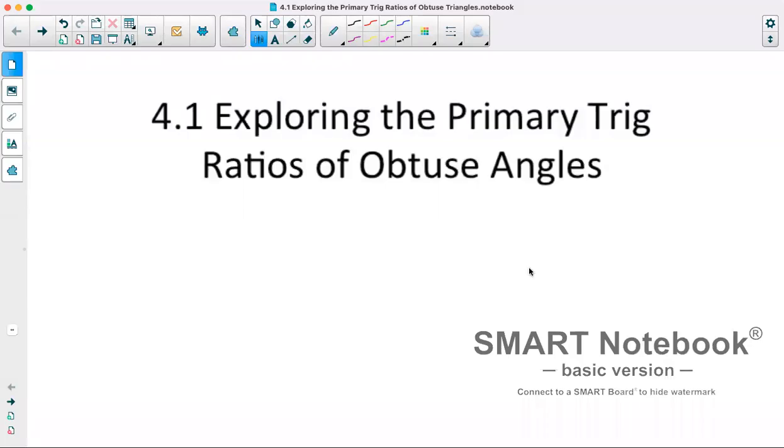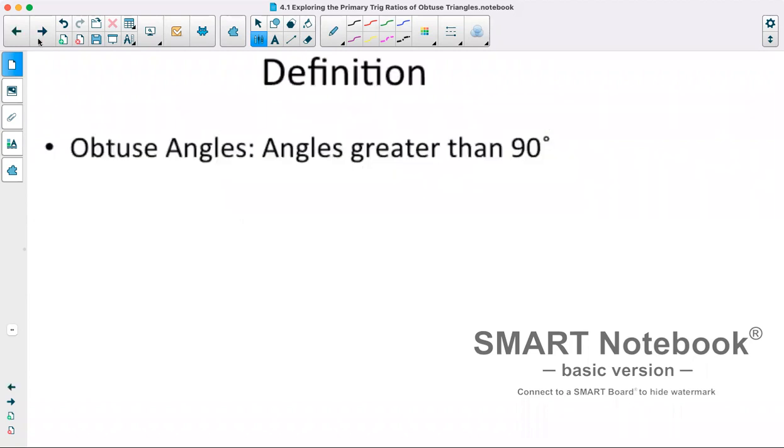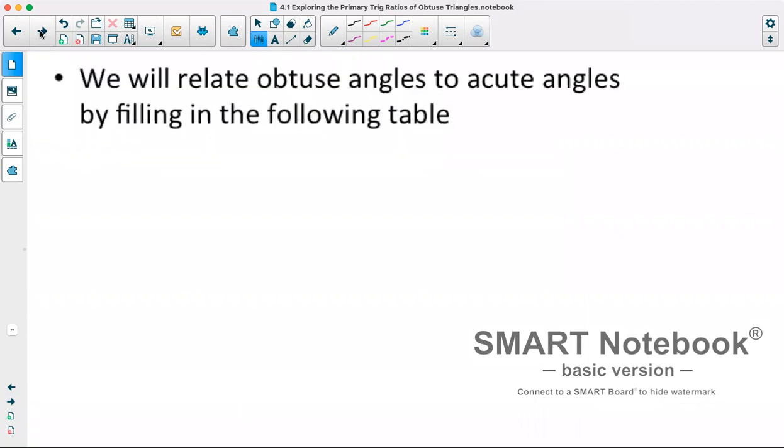Hi, today we are looking at section 4.1, which is exploring the primary trig ratios of obtuse angles. A reminder that an obtuse angle is any angle that is greater than 90 degrees in a triangle. We will be relating obtuse angles to acute angles by filling in a table on the next page.